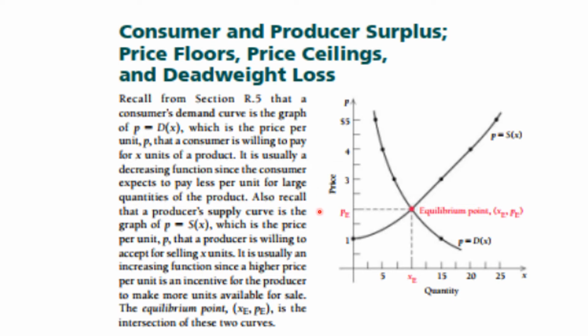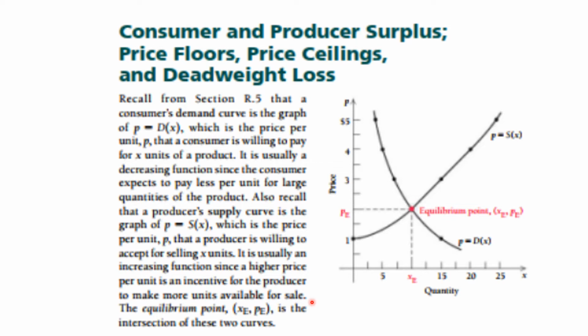quantities of the product. Also recall we talked about a supplier's supply curve, or a producer's supply curve, which is the graph of P equals S of X. This is the price per unit, P, that a producer is willing to accept for selling X units. Now it's usually an increasing function because a higher price per unit is an incentive for the producer to make more units available. Also, the number of sellers or providers will increase if there's an opportunity for them to make a lot of money.